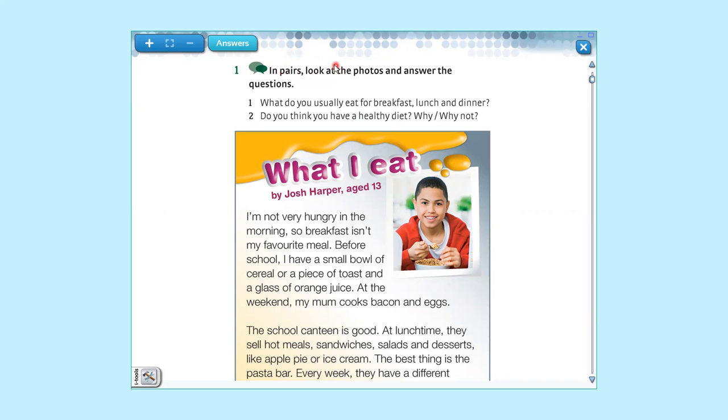In pairs, look at the photo and answer the questions. 1. What do you usually eat for breakfast, lunch, and dinner? Number 2. Do you think you have a healthy diet? Why? Why not? Very good. That is the central task of this report, of this writing.